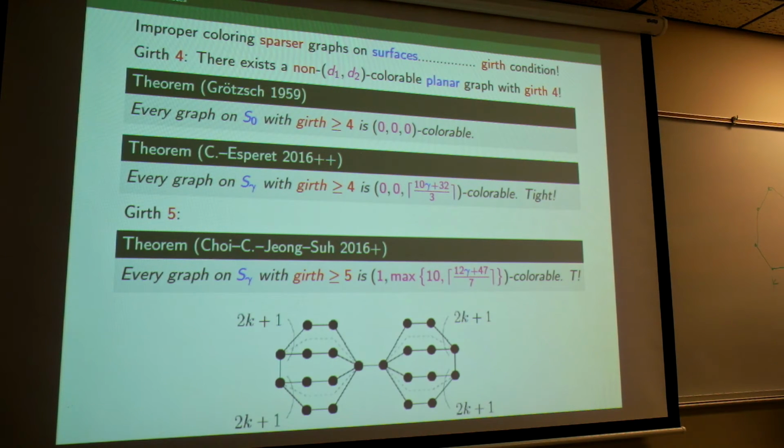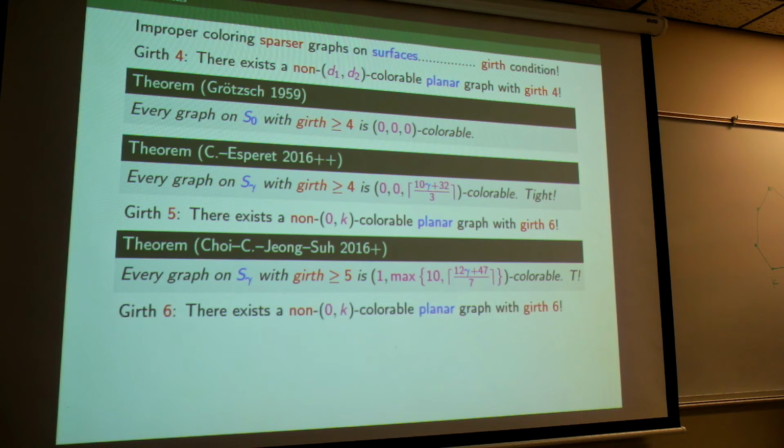Okay. So what do we do? We go to girth 6. But when you go to girth 6, we can't decrease this 1 to 0 anyway, because of this example I showed in the earlier section of the talk. So there's no change between girth 5 and girth 6.